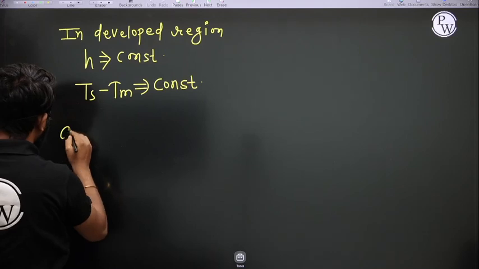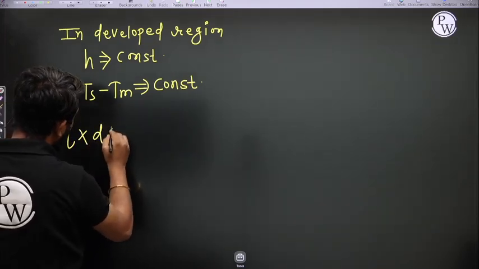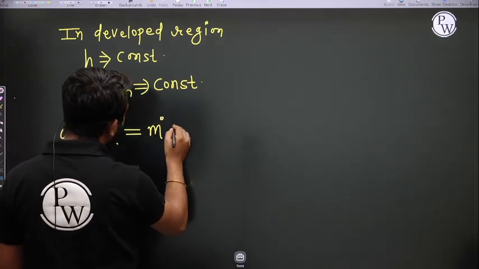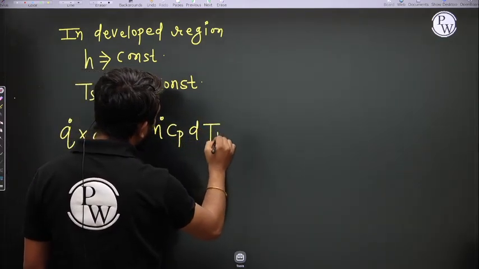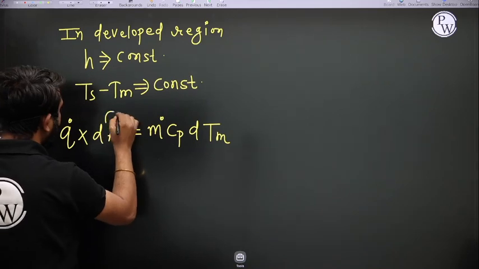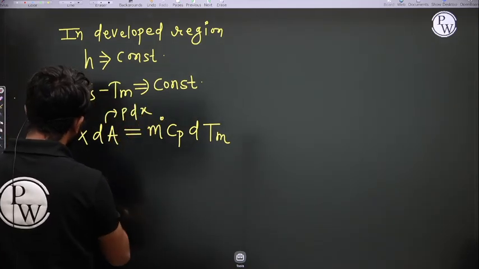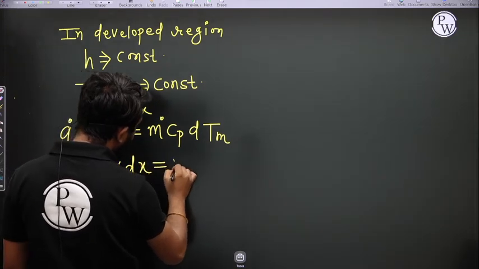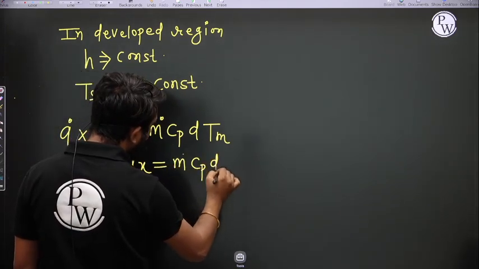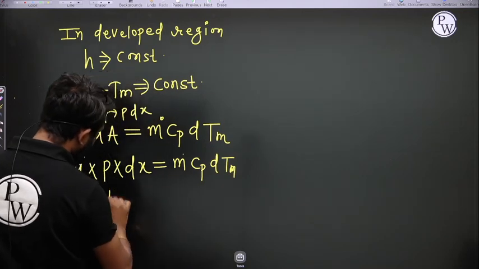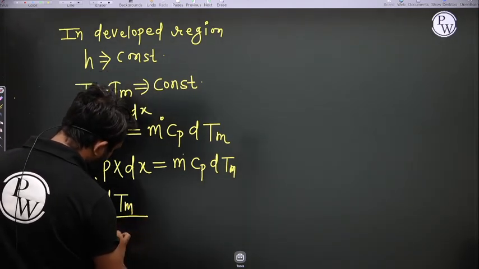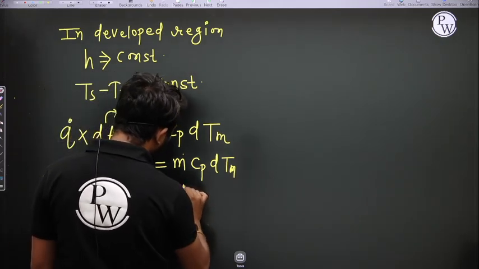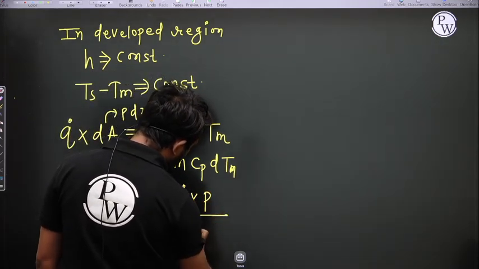This Q dot into dA is also equal to m dot Cp dTm. And this dA is perimeter into dx. So this is Q dot into P into dx is equal to m dot Cp dTm. So ultimately dTm by dx is equal to Q dot P upon m dot Cp.